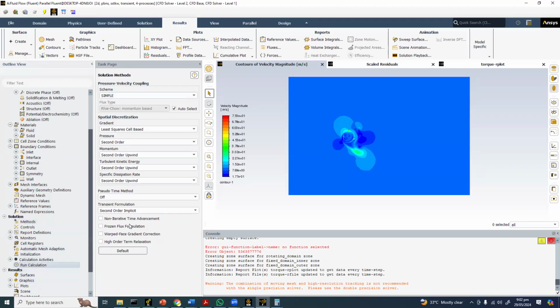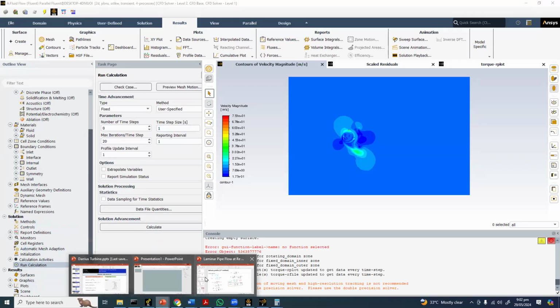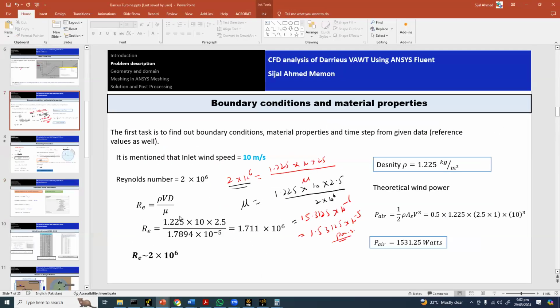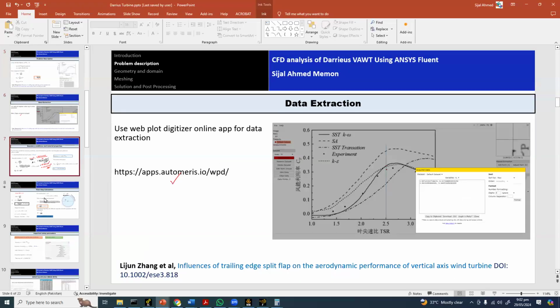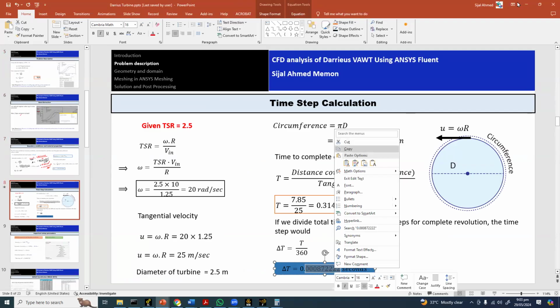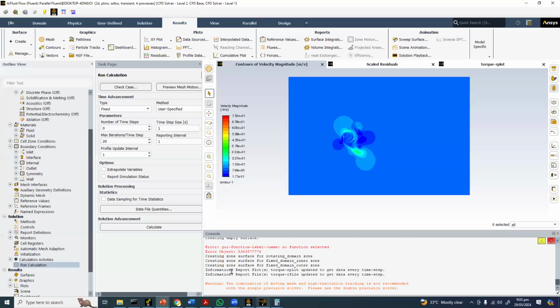Okay. And now you have to put the time step here, that is equal to how much? The time step is 0.408. I'm just copying it. Okay. So copy the time step and put over here. Okay, number of time steps.